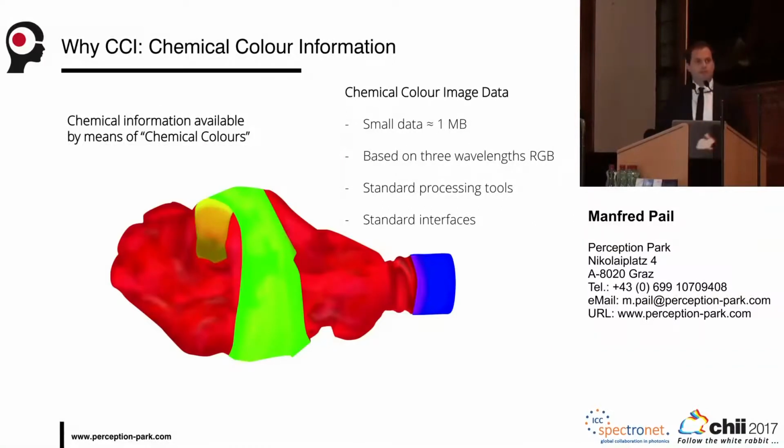The answer to that is chemical color imaging. Getting the chemical features, the chemical properties, represented by chemical colors. The advantage is you once again have really small data, 1 megabyte based on RGB again, and now you can process those data with standard image processing tools. But what do we see now in this image?